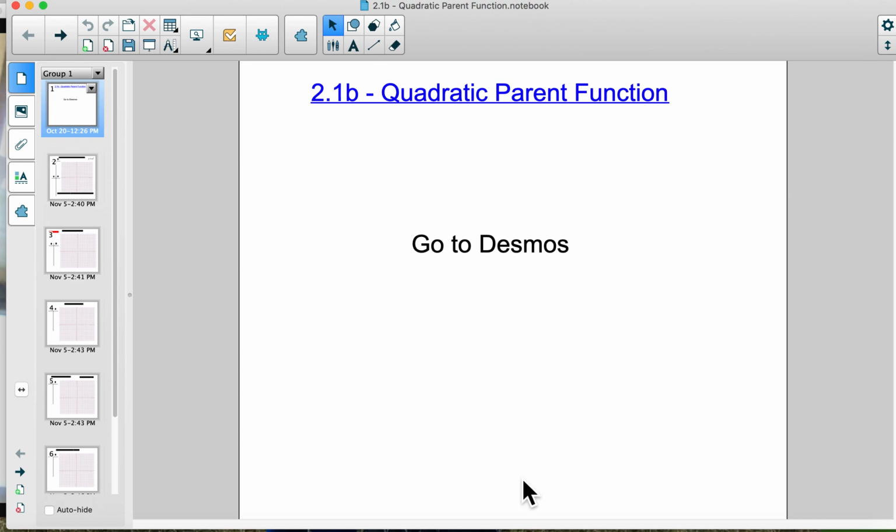All right, guys, today we're doing lesson 2.1b. Just looking at the quadratic parent function, which is just y equals x squared.